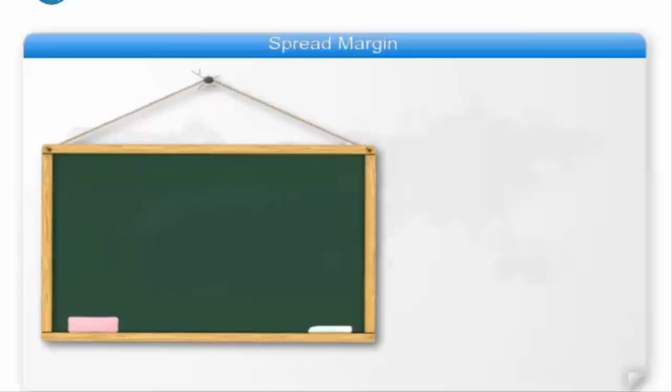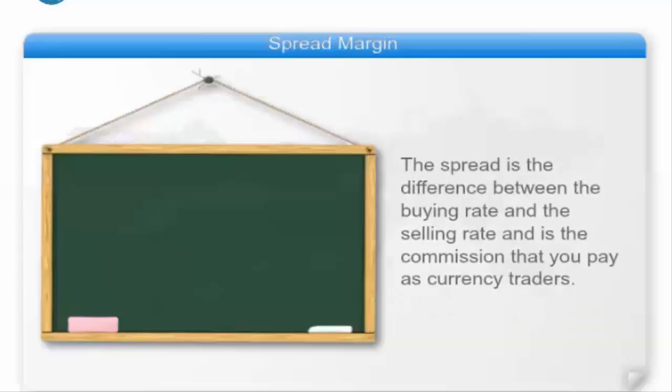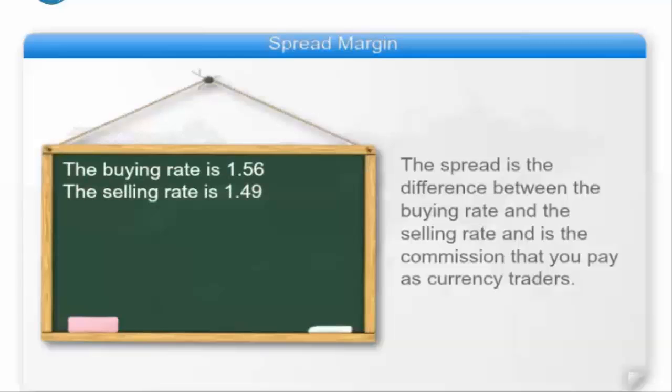The spread. A spread is the difference between the buying price and the selling price and is the commission which you pay as a currency trader. For example, if you want to convert dollars to euros at the bank, they're going to tell you that the buying price is 1.56 and the selling price is 1.49. In other words, in order to buy 1 euro, you have to pay a little more than $1.50 US. If, in that very moment, you want to sell your euro, the bank will buy 1 euro at a price slightly lower than $1.50.